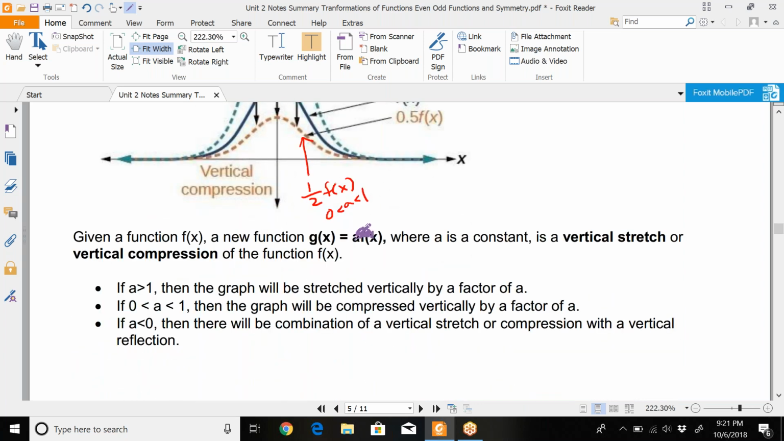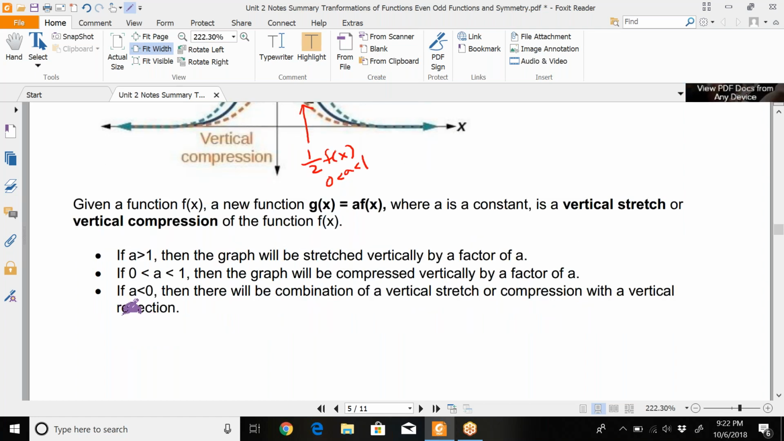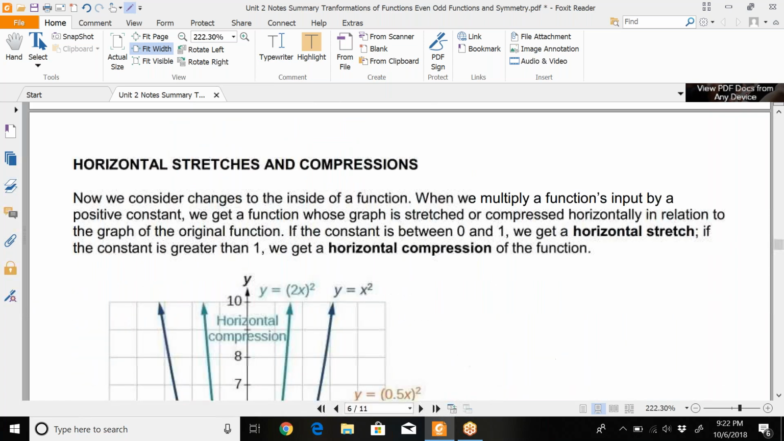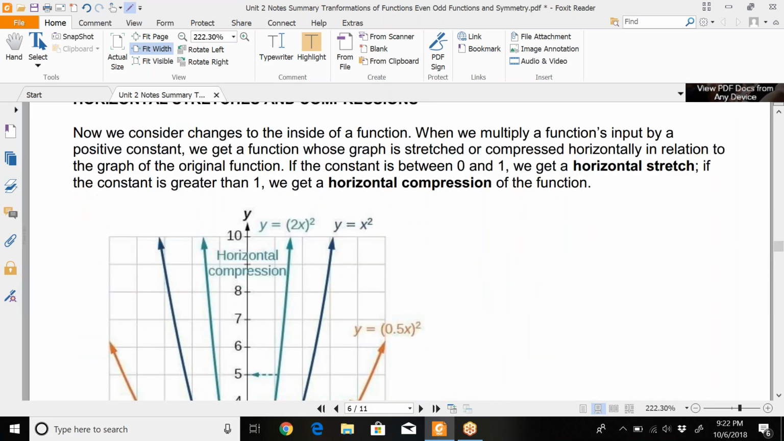So if your function looks like this, with a constant in front of f of x, then if a is greater than 1, it'll be stretched vertically by that factor. In other words, you'll just take all your y values and multiply them by whatever the number is. If it's between 0 and 1, same thing, except it's compressed instead of stretched, and you just multiply all your y values by that factor. If a is less than 0, that means if a is negative, there's two transformations. There's either a stretch or compression based on what the number is, and there's a vertical reflection because of the negative sign. So just be aware that if it's a negative number up front, that means you have two transformations at the same time. All right, and then the last type, like I said, is still stretches and compressions, but they're horizontal. So these are things that happen inside the function.